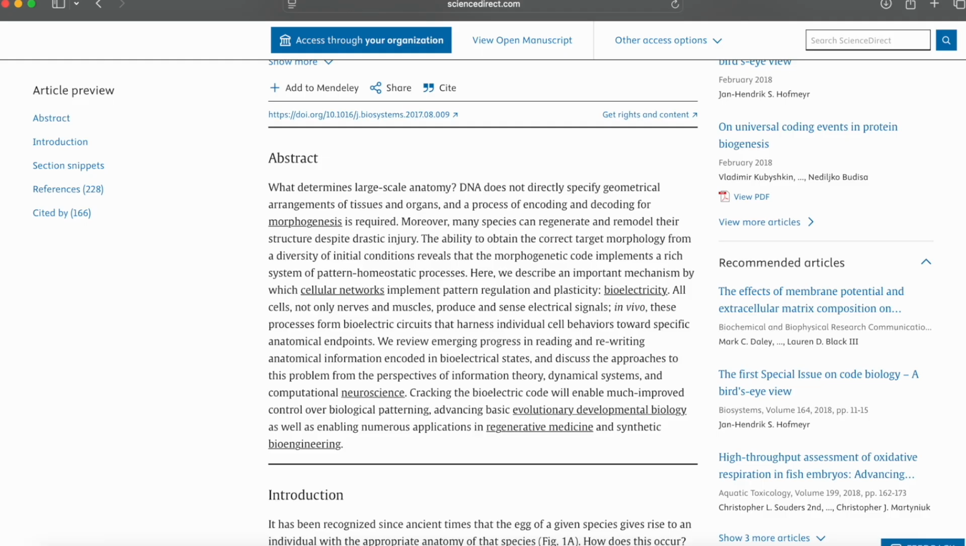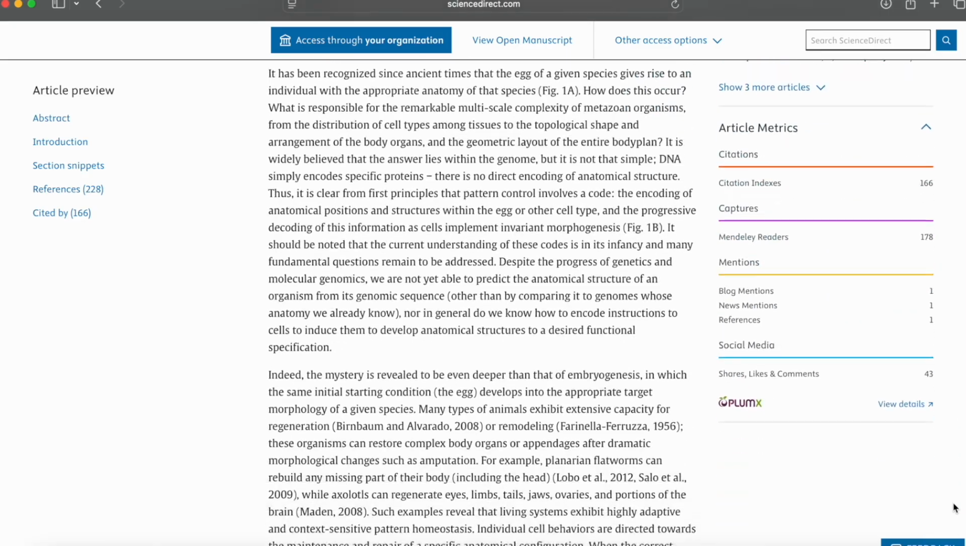Cracking the bioelectric code will enable much improved control over biological patterning, advancing basic evolutionary developmental biology, as well as enabling numerous applications in regenerative medicine and synthetic bioengineering. Now let's scroll down.